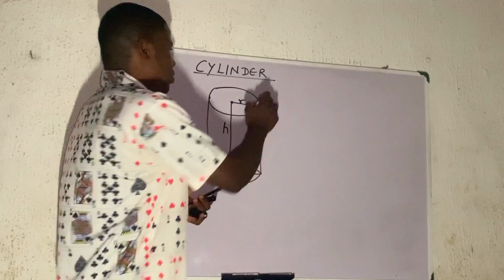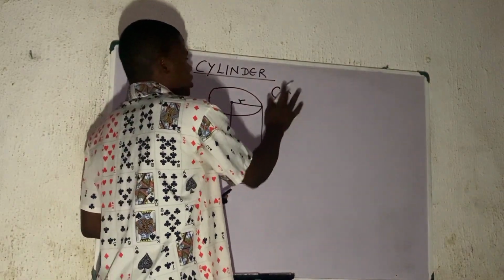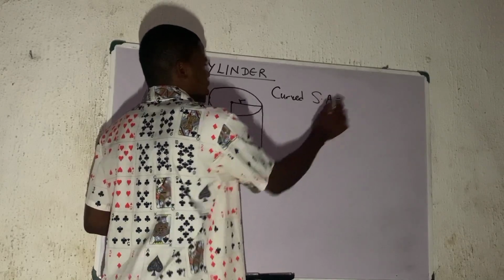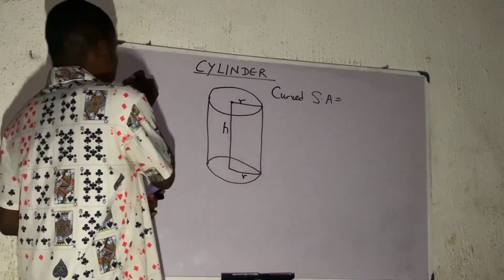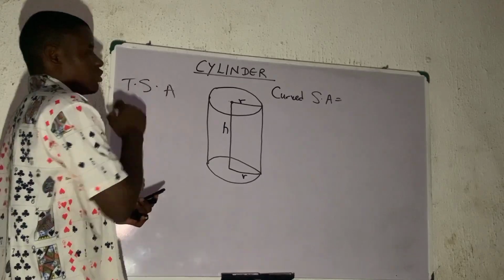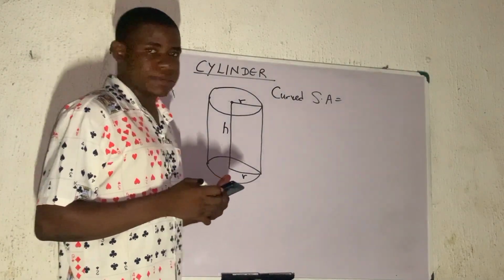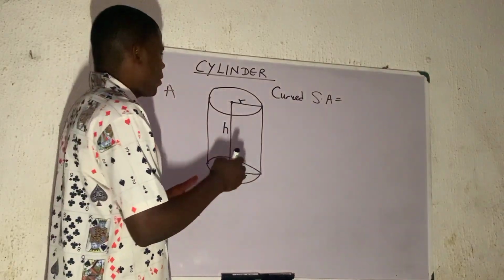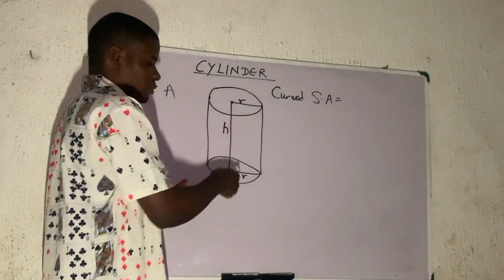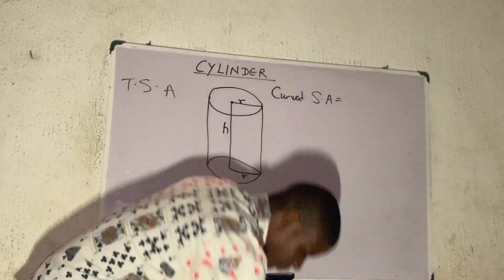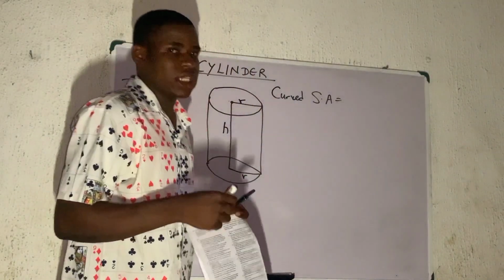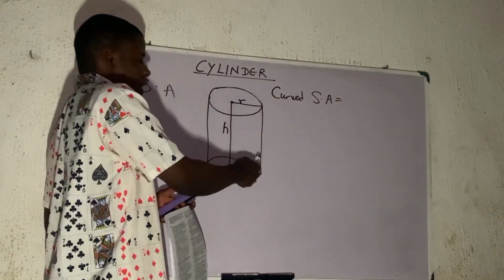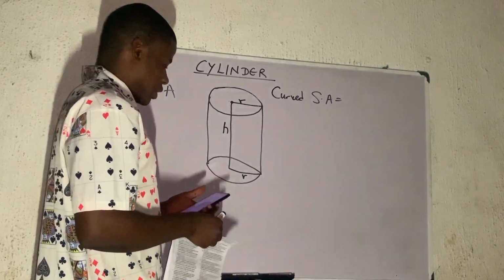Now we'll be looking at how the curved surface area of a cylinder is gotten, and how the total surface area of a cylinder is gotten. Does it make sense? Very good. Now, the curved surface area is not talking about the circular part. Now, understand this. If I open the base of this cylinder, if I open here and I open here, okay, let me show you what I'm saying.